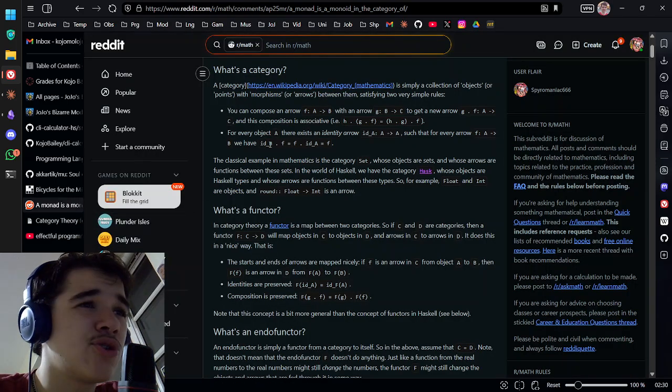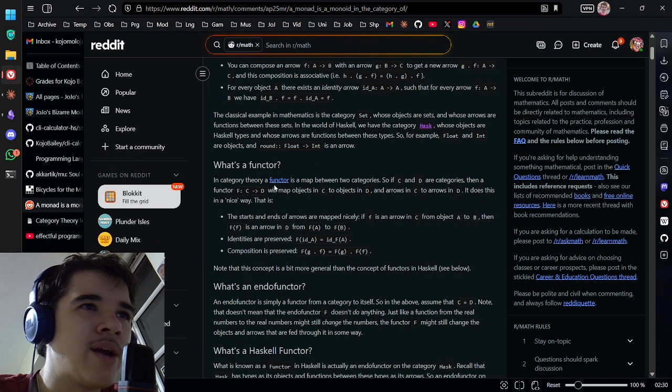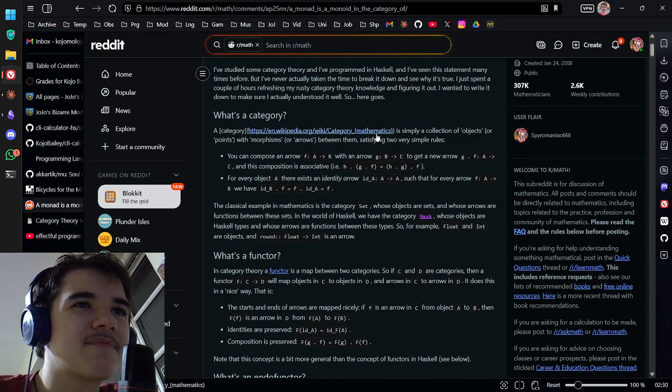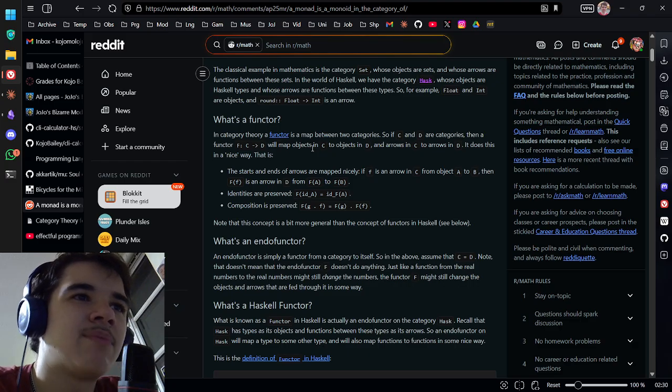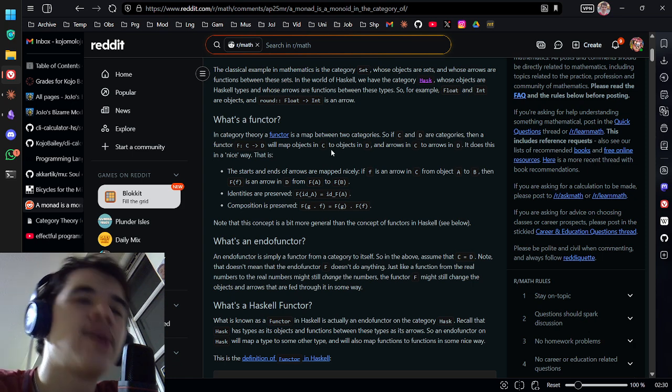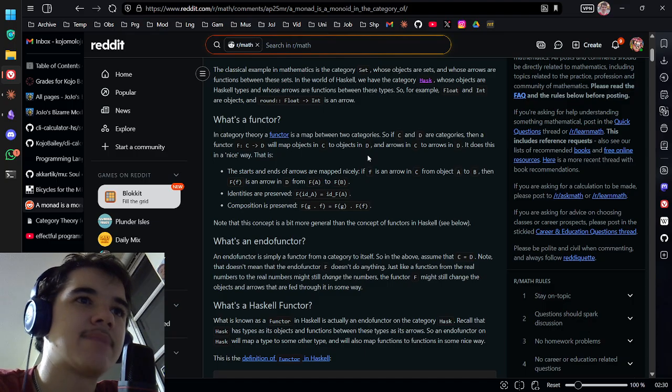Okay. Cool. A functor is a map. Why did that one render as a link? This one didn't. It's because of this extra bracket. It's a map between two categories. So if C and D are categories, then a functor F from C to D will map objects in C to objects in D, and arrows in C to arrows in D. Cool. So it maps not just the objects in it, but also the arrows.